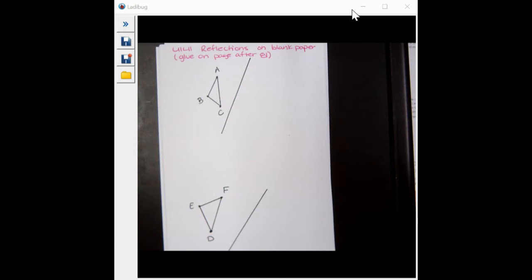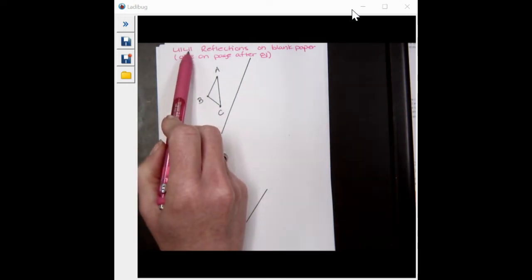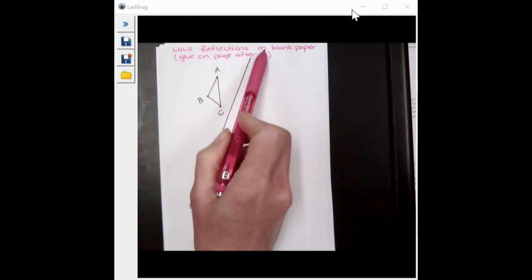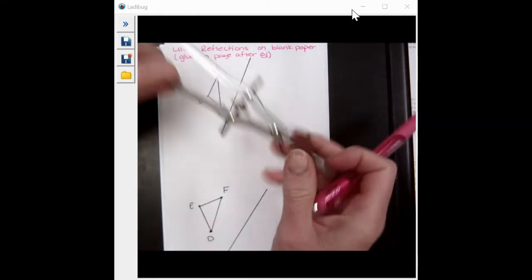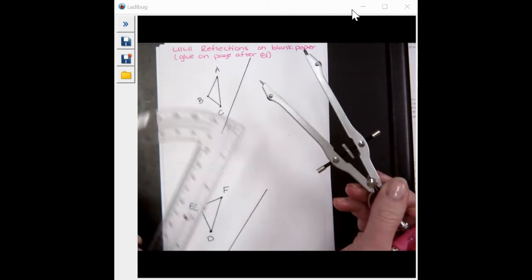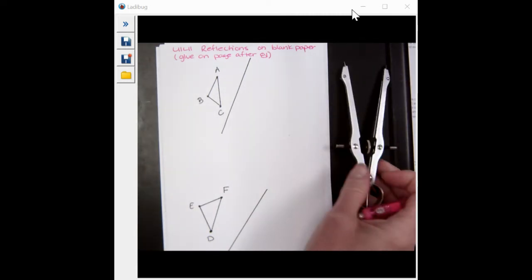Hi, Geometry. This is Unit 1, Lesson 11. In this lesson, we're doing reflections on blank paper. So we're going to be using our handy-dandy compass and protractor.